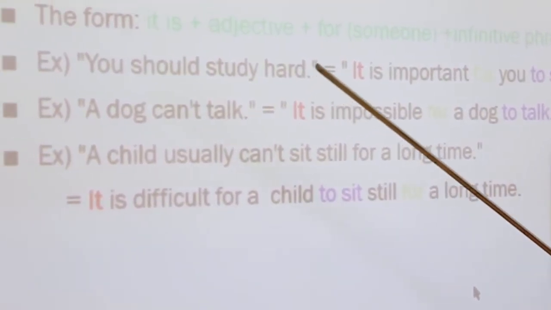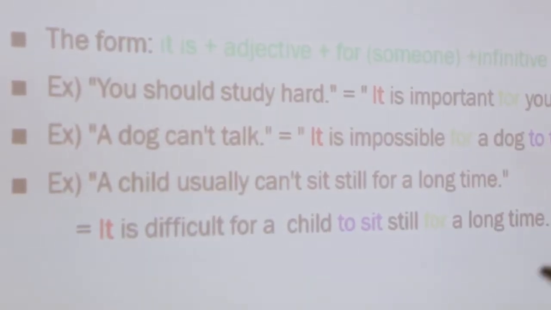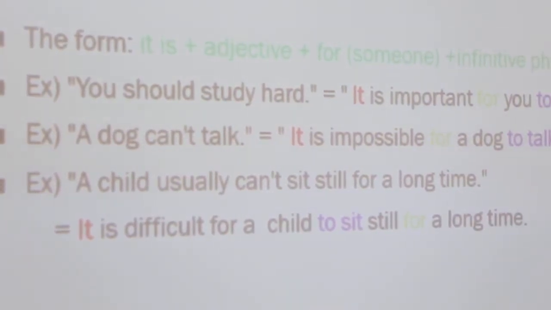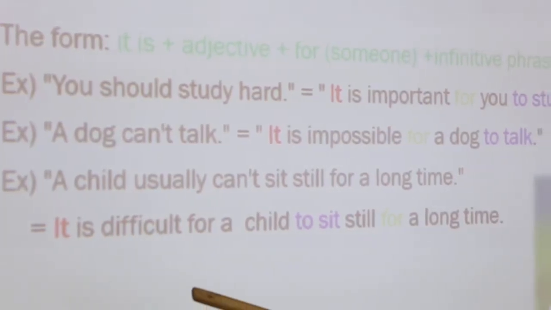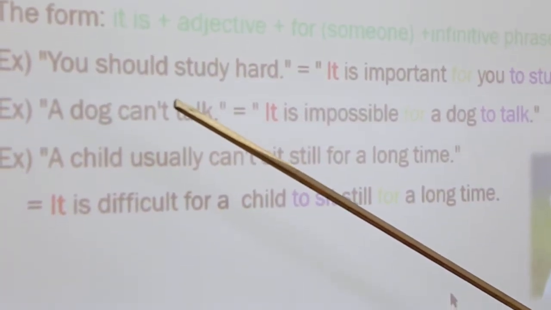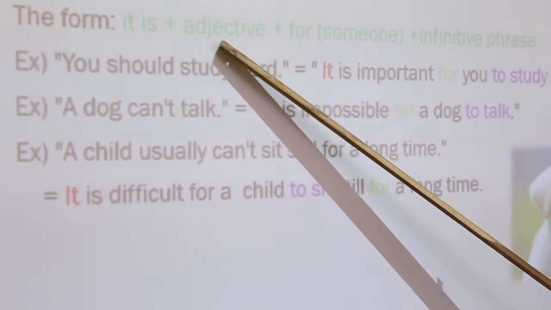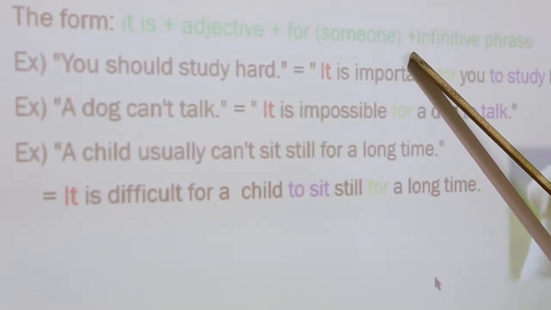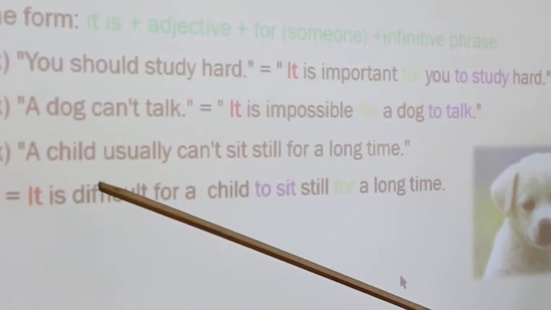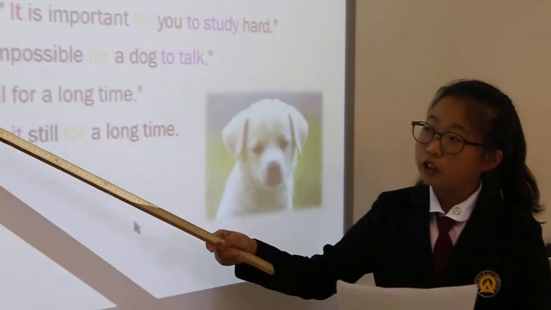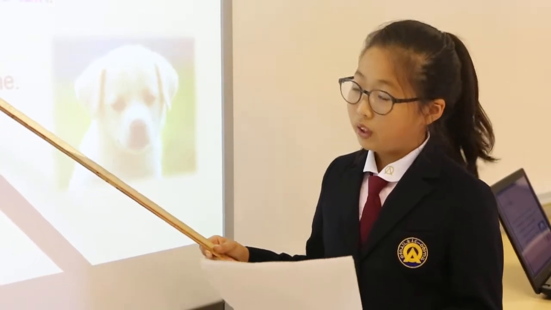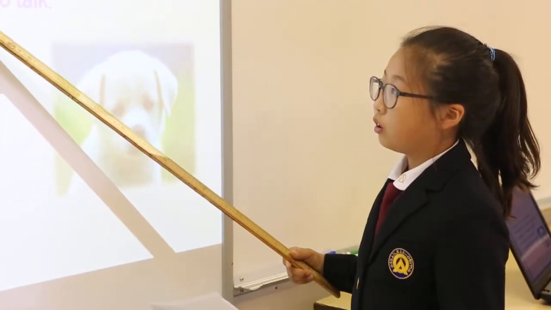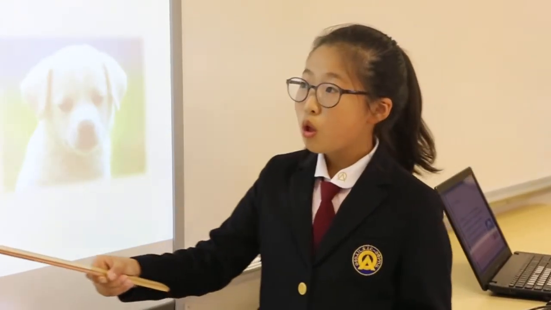Now I'm going to explain how to use it plus infinitive to give advice or an explanation to someone. The form is it is plus adjective plus for someone plus infinitive phrase. The first example is you should study hard. We can change the sentence to use it plus infinitive. Then it will be it is important for you to study hard.